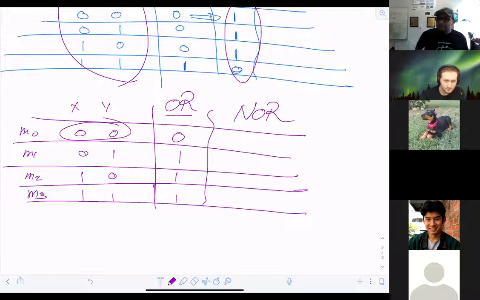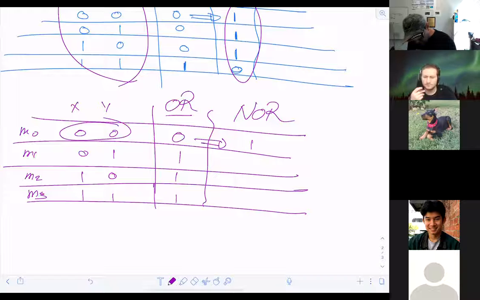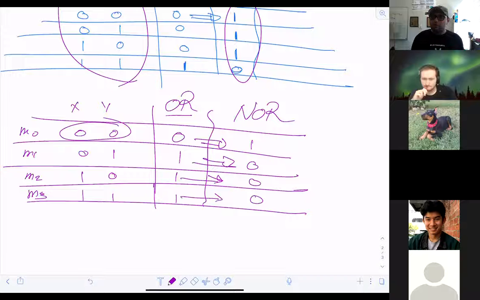That makes sense? So the definition of NOR is an OR followed by a NOT gate. That means every single state will be flipped. So zero will turn to be one, one will be turned to be zero, one will be turned to be zero. So far, so good?